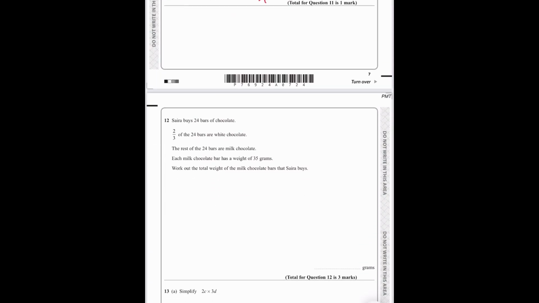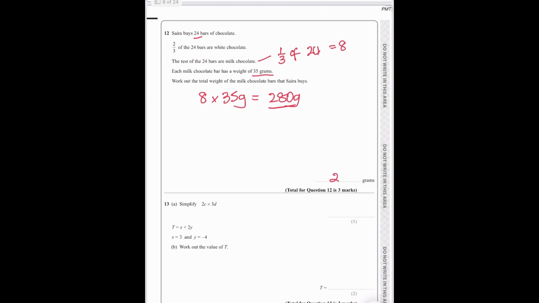Sarira buys 24 bars of chocolate. 2/3 of the chocolate bars are white chocolate. The rest are milk chocolate. So that means 1/3 are milk chocolate, and 1/3 of 24 is 8. Now each of these milk chocolates weigh 35 grams. So 8 times 35 grams gives me 280 grams. The answer is in grams, so that's 280.